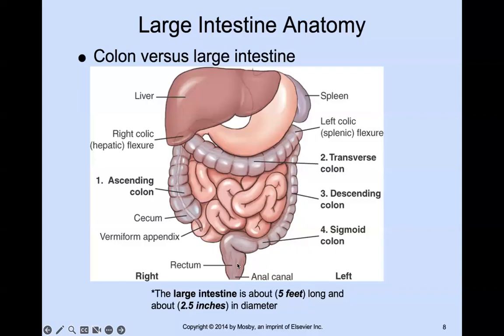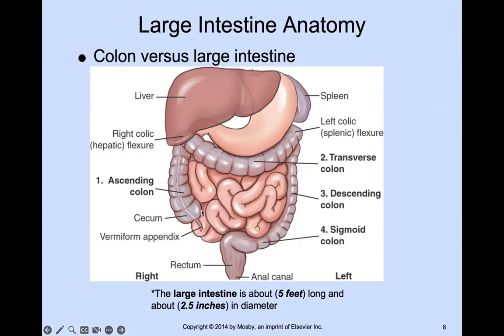So the cecum and the rectum are not a part of the colon, but the ascending, transverse, descending, and sigmoid colon are a part of the large intestine, okay? So just know the colon has 4 parts: ascending, transverse, descending, sigmoid, okay? But it does not include the cecum and the rectum. That is only a part of the large intestine, okay? So that's important to know.